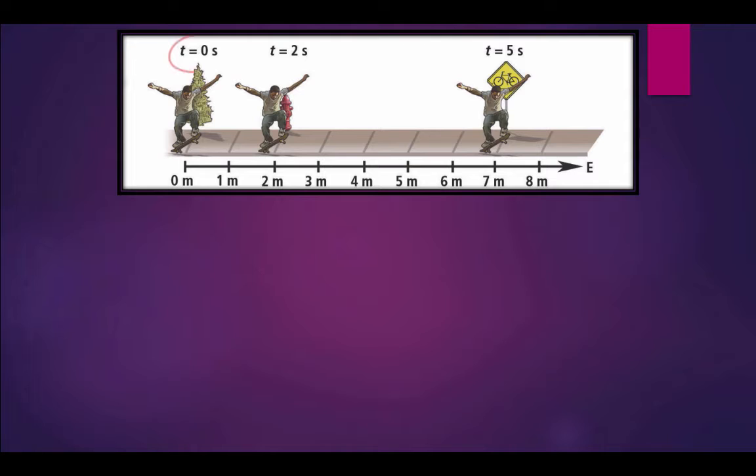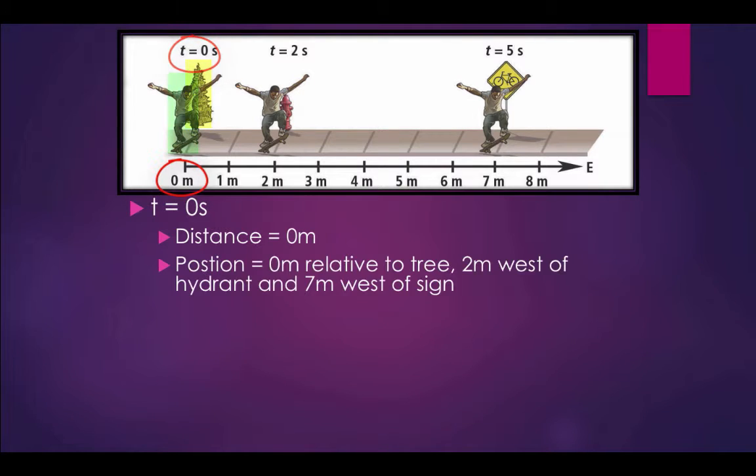The skateboarder. At time 0, the skateboarder has a distance of 0 meters from the tree. Its position is 0 relative to the tree, or 2 meters west of the hydrant, or 7 meters west of the sign.